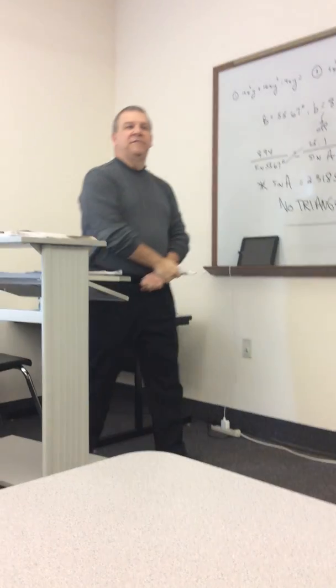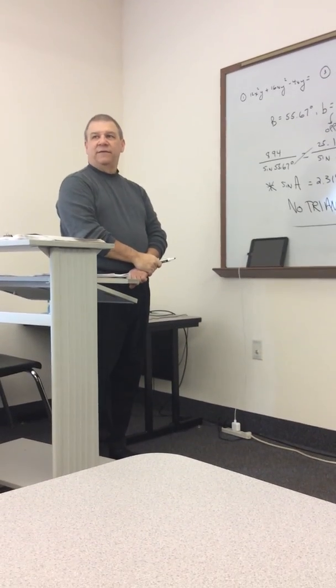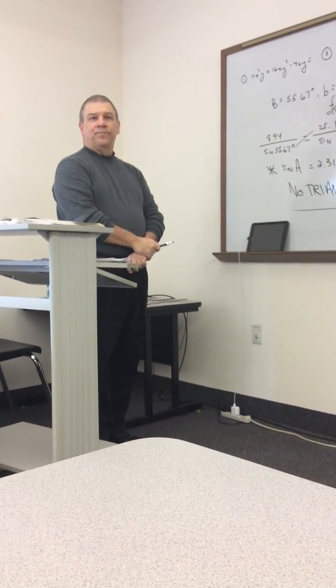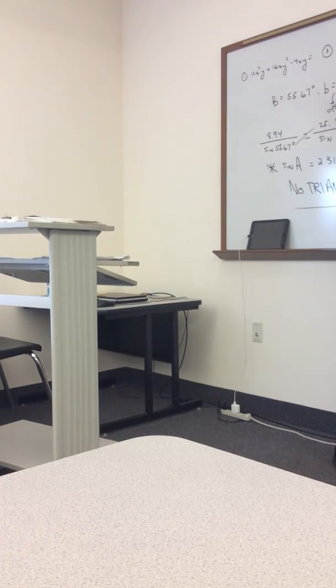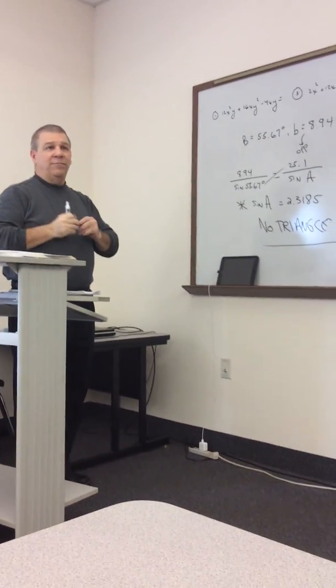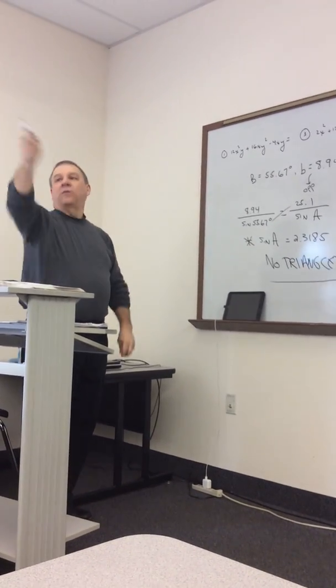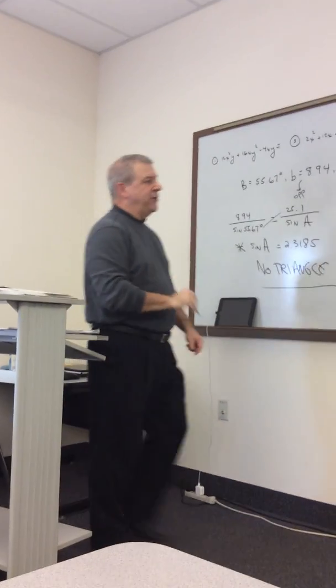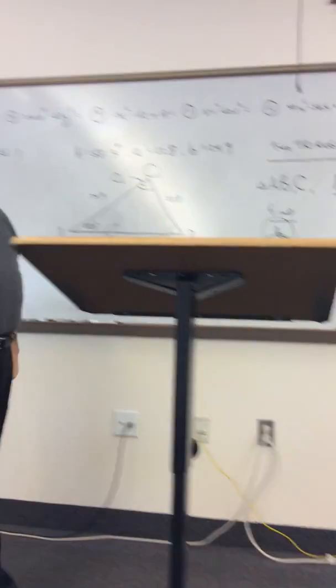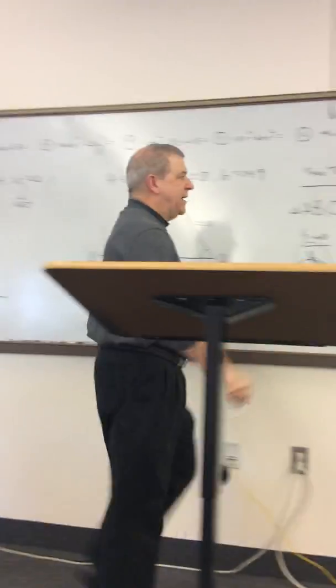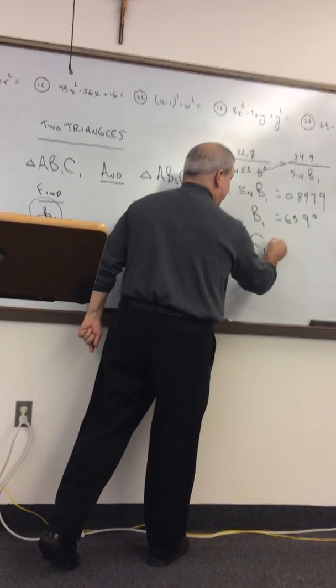How are you going to get big C sub 1 then? That's easy, isn't it? Now that you know big B sub 1. How are you going to get big angle C sub 1 now? You know two angles now. Rob? Go ahead. Take 180 degrees, subtract 55.3, subtract 63.9. That's going to be big angle C sub 1.